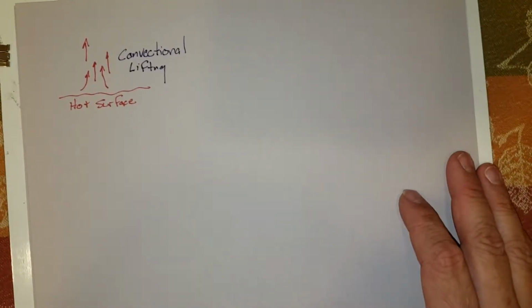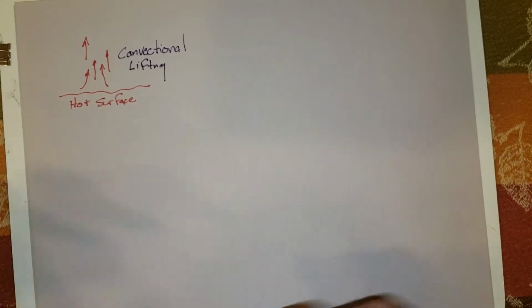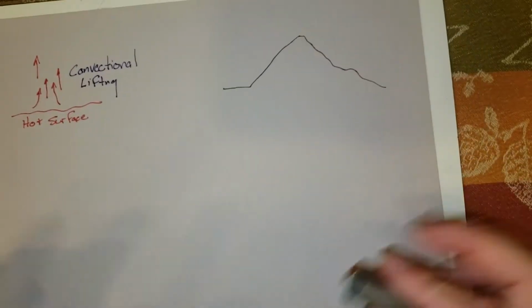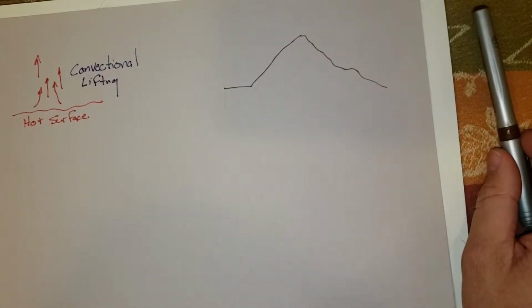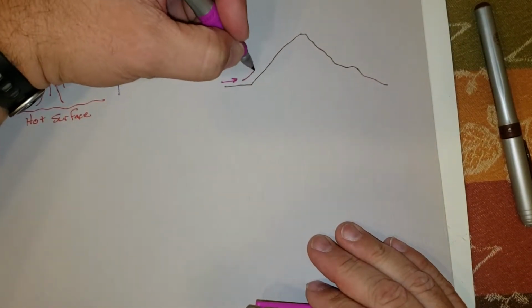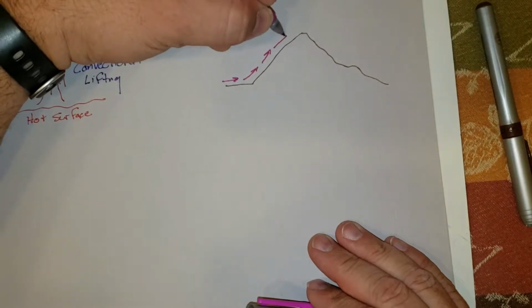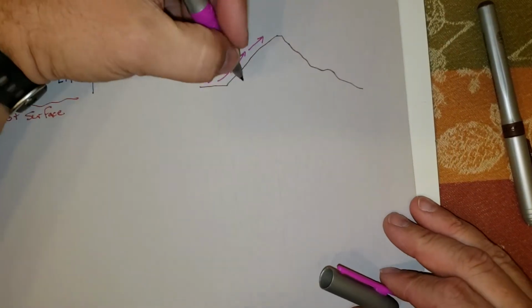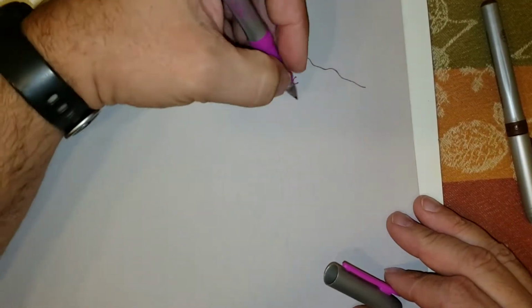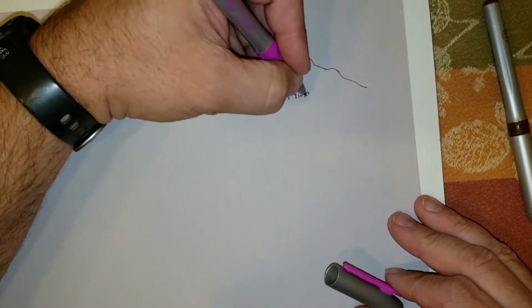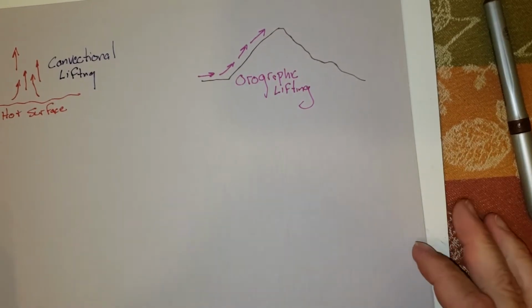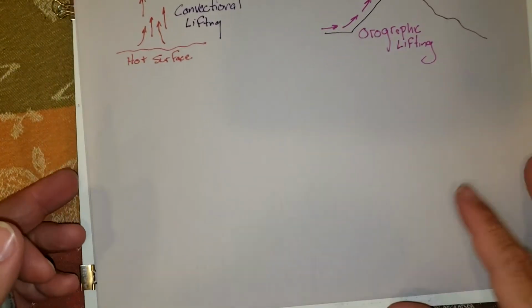Another way that we certainly see here in California is if you have a hill or a mountain or something like that, and the air is being forced towards that mountain. As it's forced towards the mountain, it's forced to go up and over that, and that's referred to as orographic lifting. Orographic lifting is going to be going up and over a surface. So we have convectional lifting, we have orographic lifting.